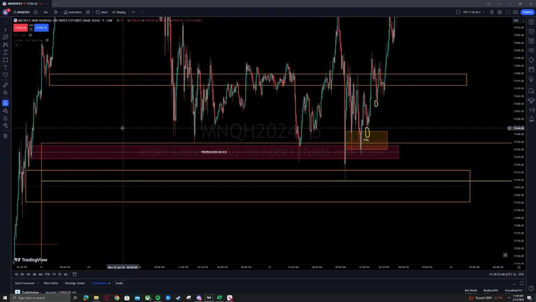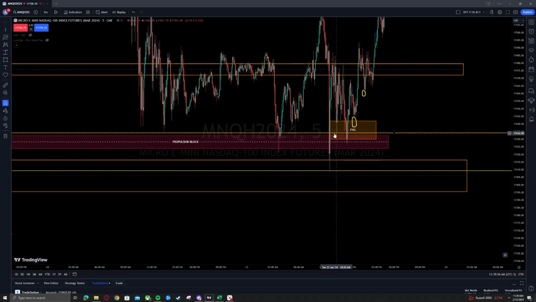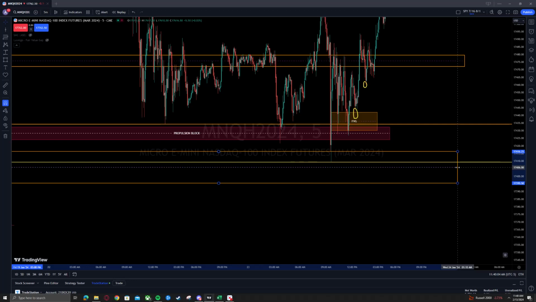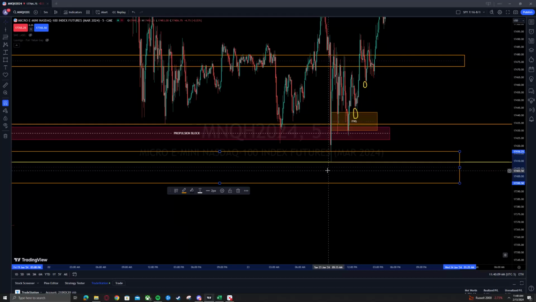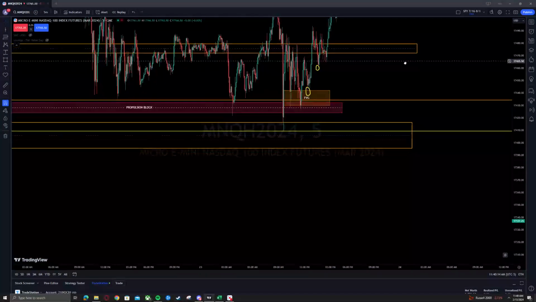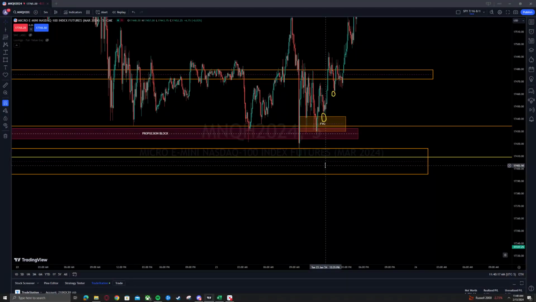So we had that propulsion block that we respected, obviously, and then later wicks go down to the mean threshold of it. We had that daily fair value gap, that hourly fair value gap that was pushed into, respected. We didn't quite get into the consequent encroachment of that purple line right there, because price ended up being strong, obviously, because we go up like this. So that's important to know. You know, if price doesn't go down to respect the consequent encroachment, then more times than not, it's very strong in that direction that you're looking at. In this case, bullish.